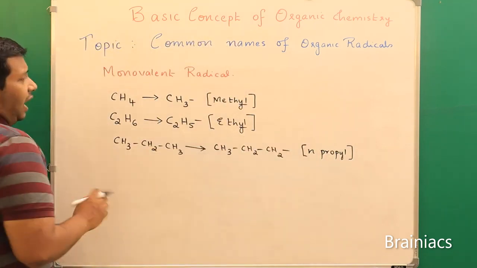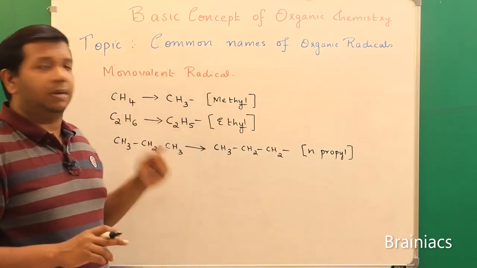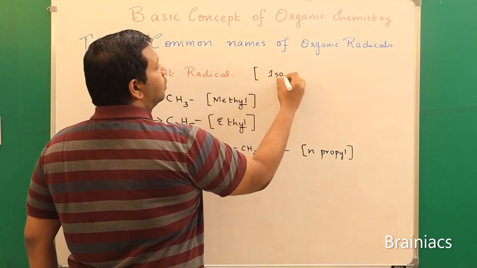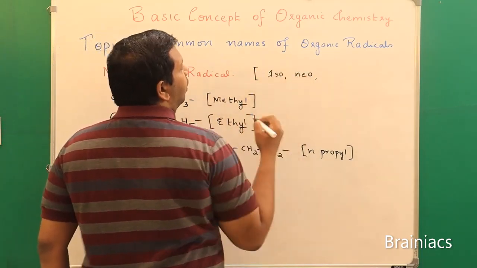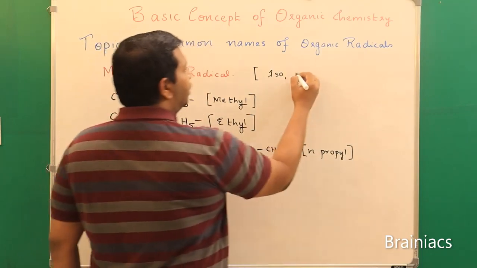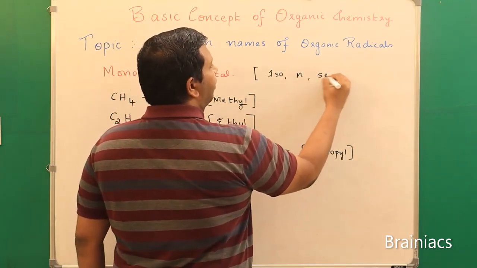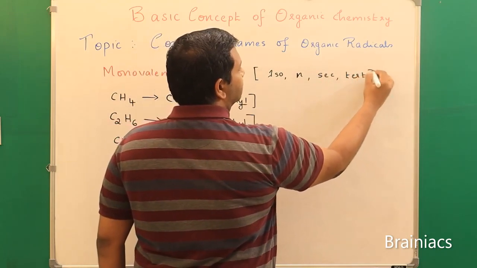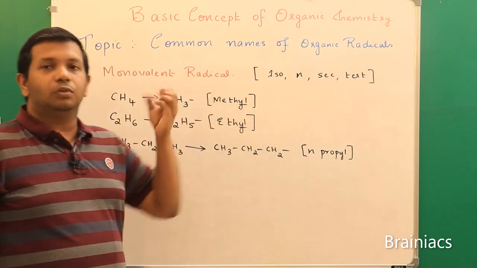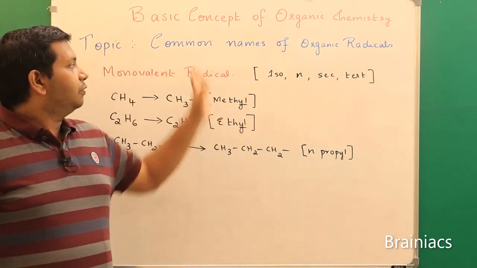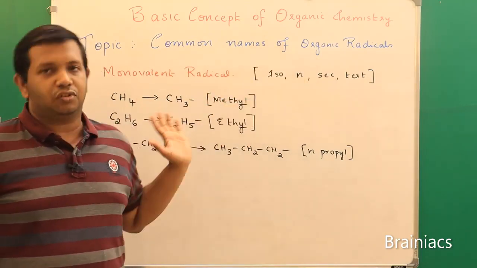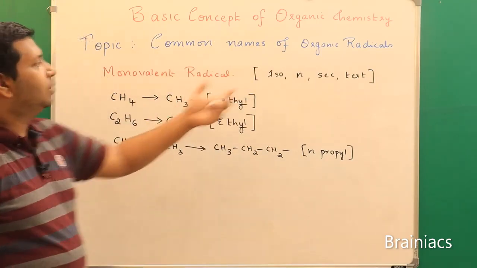Please don't club the radicals with the other naming. For radicals, the common terms used are iso, then normal N, then secondary, then tertiary. For the common names of species that are not radicals, we use normal, iso and neo, and for radicals we mainly use normal, iso, secondary and tertiary. These are the common terms used. Now we will try to see where these will be used.